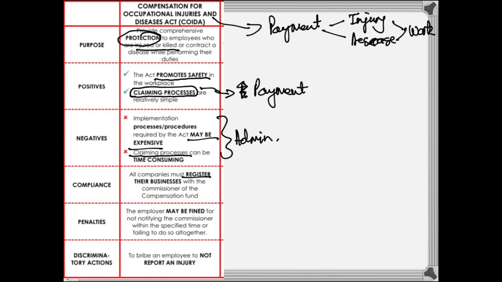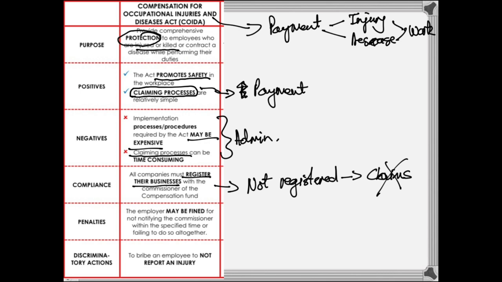Compliance, the business must then register with the commissioner of the compensation fund before anything of this can happen. So if the business is not registered, that means they cannot claim. So there's no claims that can happen, and that is then non-compliance or discriminatory if the business isn't registered. However, if the business wants the employee not to claim, so they don't want to report the injury, that is also a discriminatory action, and there are definitely fines when it comes to this. So that means the employer, for not notifying the commissioner within the specified time, so there's a specific time that you need to be reporting the incidents in.